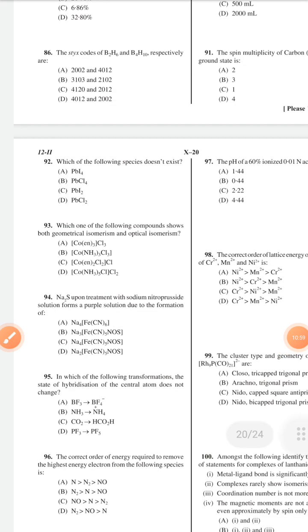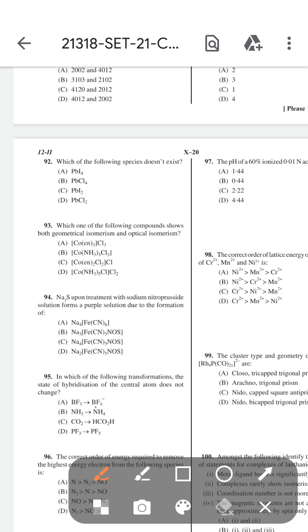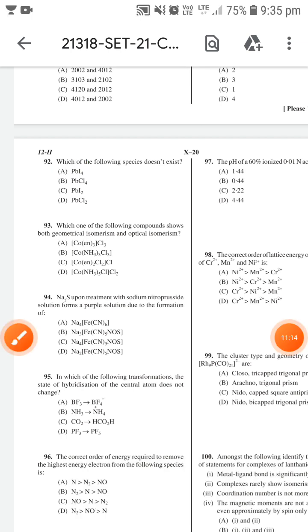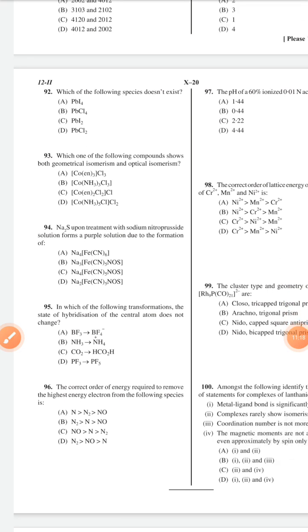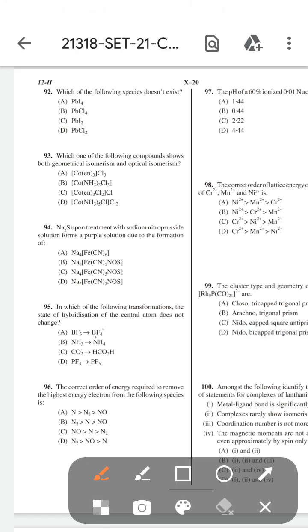92. Which of the following species does not exist? PbI4, option A. Next, 93. Which one of the following compounds shows both geometrical isomerism and optical isomerism? Here the correct option is option C.